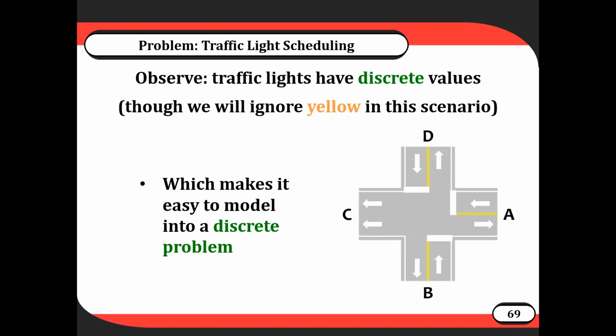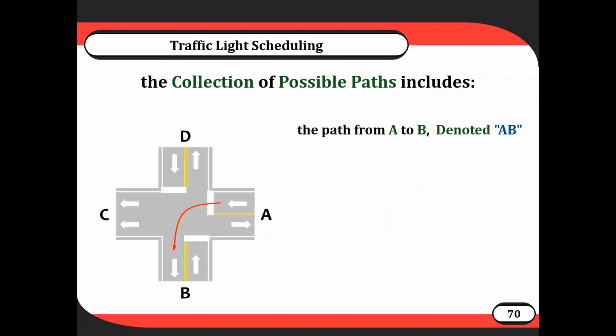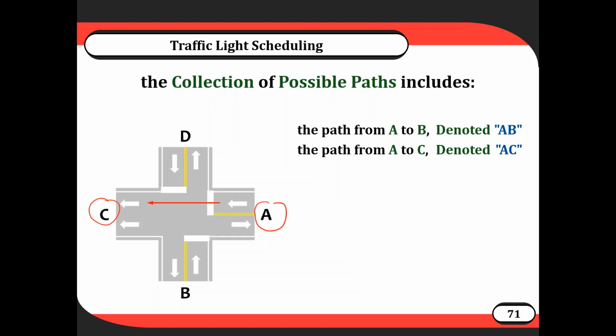So we're going to model it as a discrete problem. We're going to look at a collection of possible paths. Here we have a path from the intersection at A here to B, and we're going to denote that AB. We can also have AC, so we start at A and we end up at C. Notice that C is a one-way street.